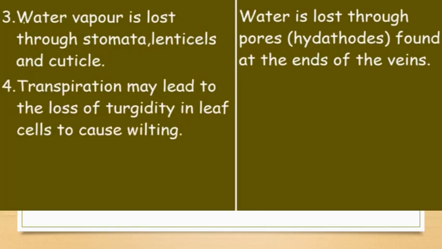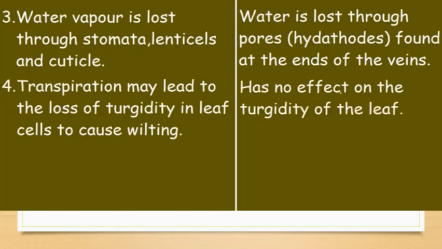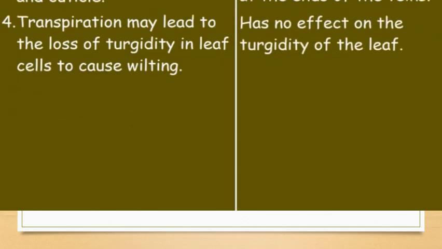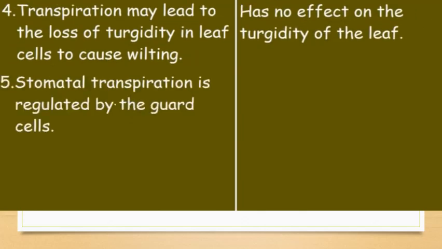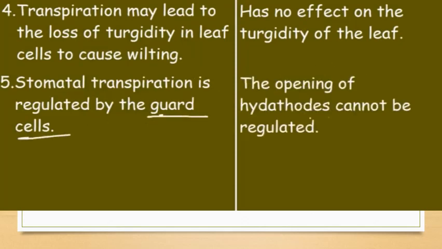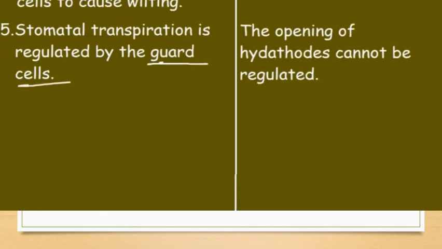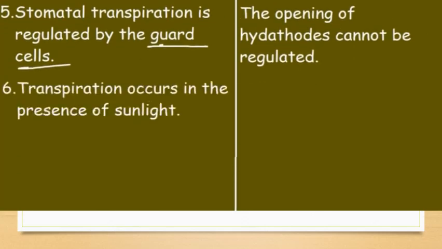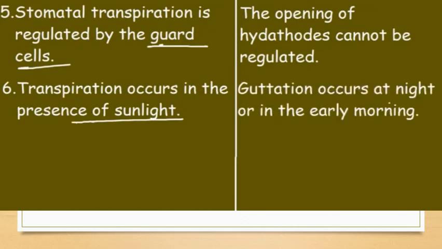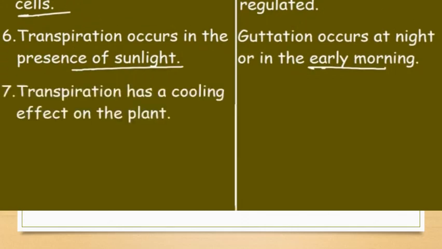Transpiration may lead to the loss of turgidity in leaf cells to cause wilting. Guttation has no effect on the turgidity of the leaf. Stomatal transpiration is regulated by the guard cells. The opening of hydathode cannot be regulated. Transpiration occurs in the presence of sunlight, and guttation occurs at night or in the early morning.